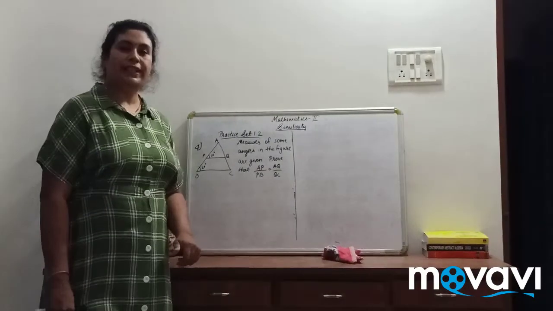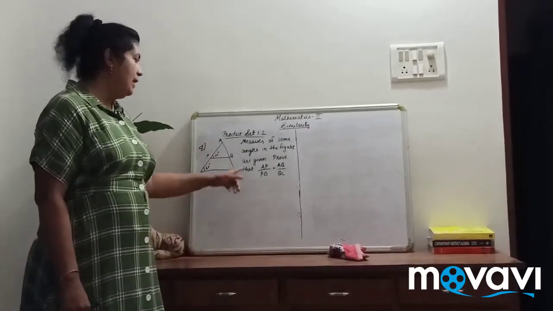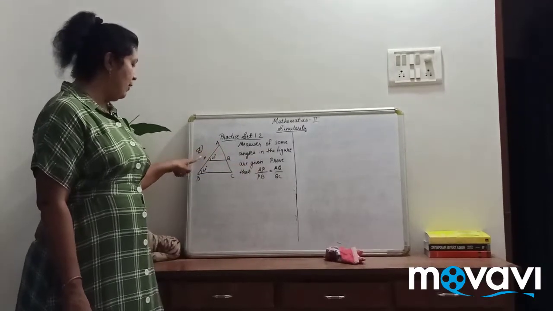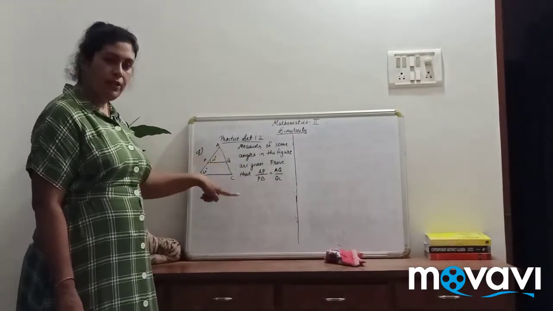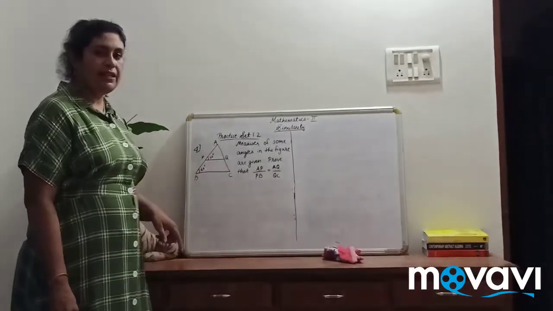So this is the fourth example. Let us see what has been given in this example. Measures of some angles in the figure are given. Prove that AP upon PB is equal to AQ upon QC. What is the angle given? Angle P is given as 60 and angle B is given as 60.